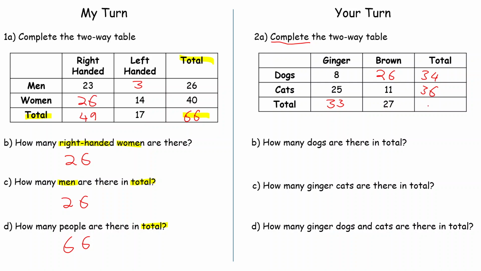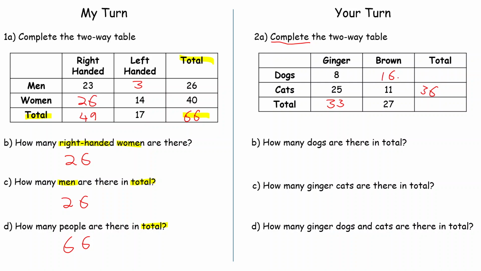33 add 27 is going to give you 60. Oh, what's happened there? 34 and 36 gives you 70. Right, what's happened here then? 8 add 25, definitely 33. It should be 16, shouldn't it? Yeah, that was pretty silly.